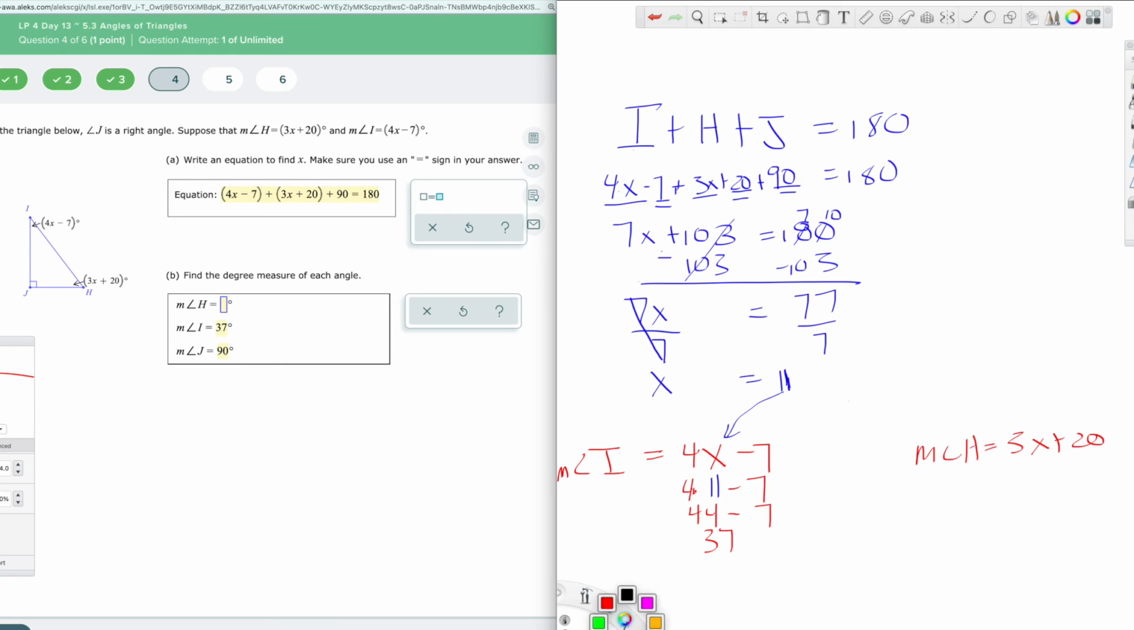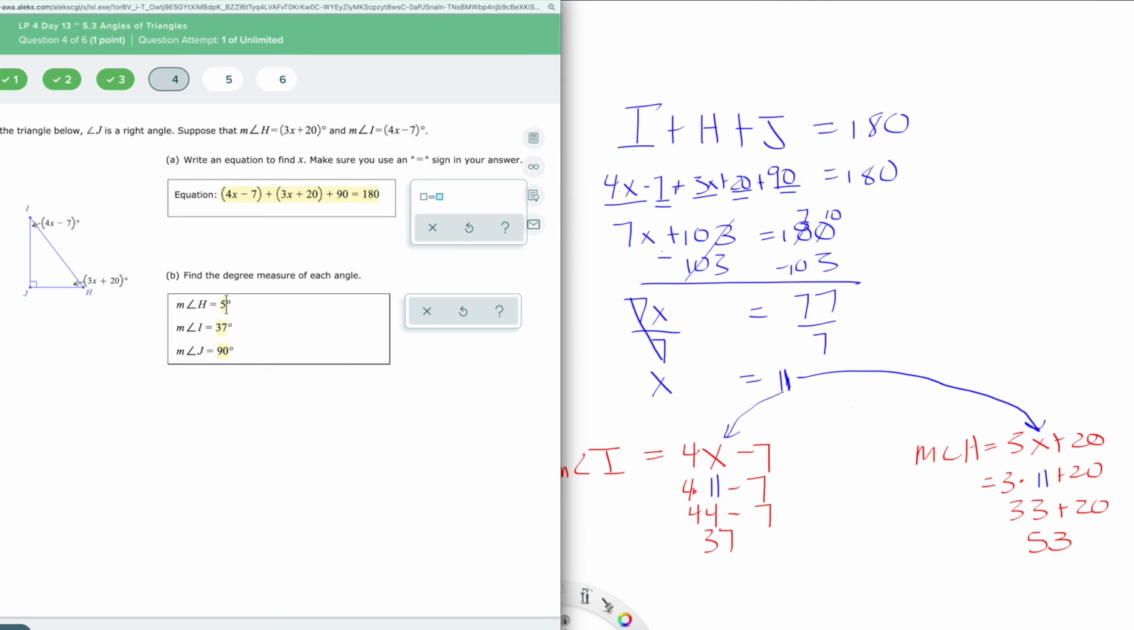Then the measure of angle H equals 3x plus 20, and again, we want to bring this 11 over here to the x, plug it in, so we get 3 times 11, and then I'm going to add 20 to that. So I get 33 plus 20, so that's 53.